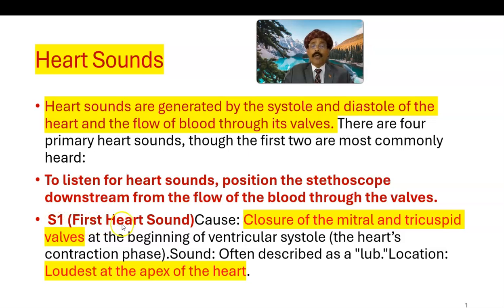First heart sound, S1, is caused by closure of the mitral and tricuspid valves at the beginning of ventricular systole, the heart contraction phase. The sound is often described as "lub". Location: it is loudest at the apex of the heart. Closure of the mitral and tricuspid valves causes the first heart sound.